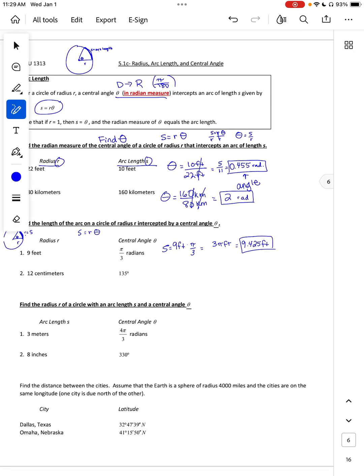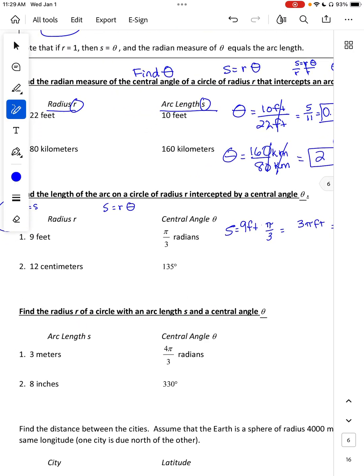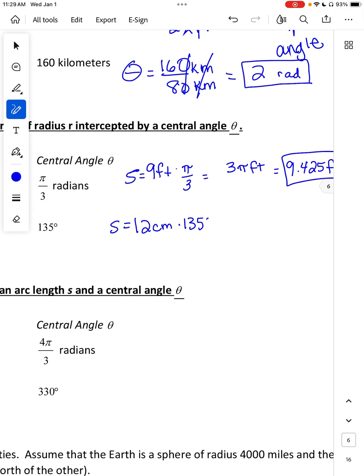And the next one, we have 12 centimeters, and then we have 135 degrees as our angle. So S equals the 12 centimeters, and then times 135 degrees. But the deal is with degrees, we have to use our conversion. Our conversion is the pi over 180 degrees.